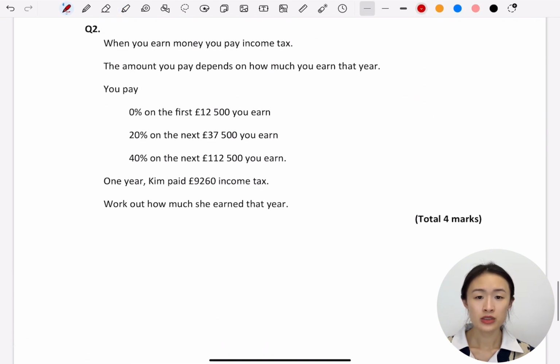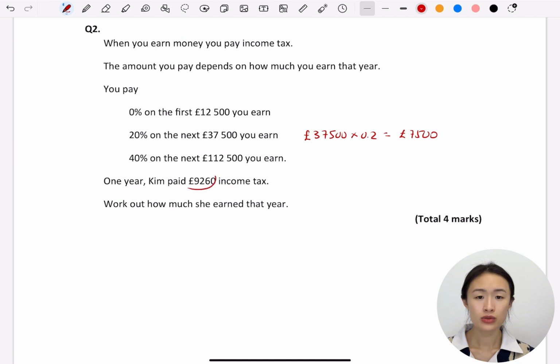Let's move on to the second exam question. 0% on first 12,500, and then 20% on the next 37,500, and then 40% on the next 112,500. So we are told that Kim paid 9,260. First, we need to work out which bracket he's in. So what we can do is to work out 20% of 37,500. And as we can see, it's 7,500.